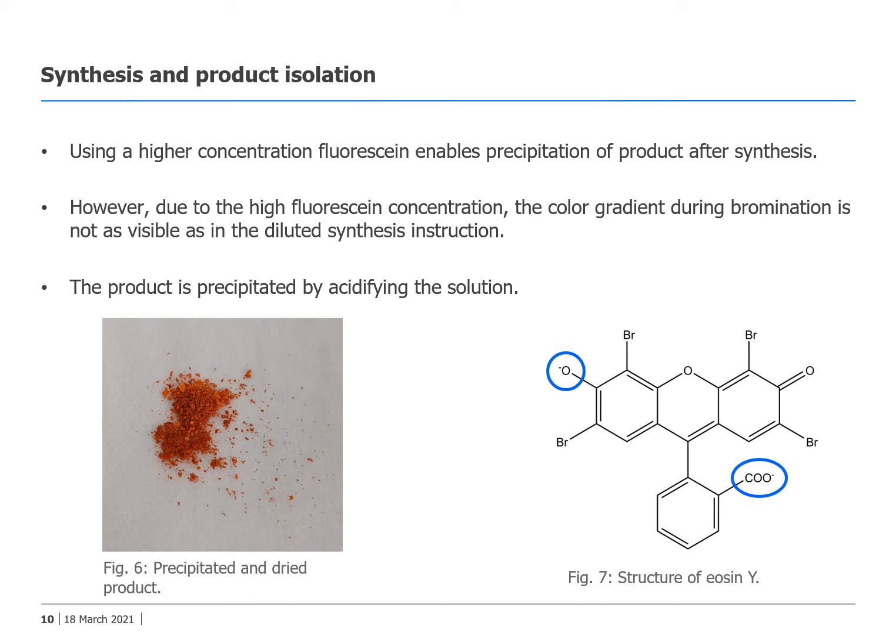Due to the higher concentration, however, electrolysis must now be carried out for at least 5 minutes. The product is precipitated by acidifying the solution with hydrochloric acid. This leads to the protonation of the carboxylic acid group and the phenolic hydroxyl group. This decreases the polarity of the molecule, lowering its solubility in water, leading to precipitation.